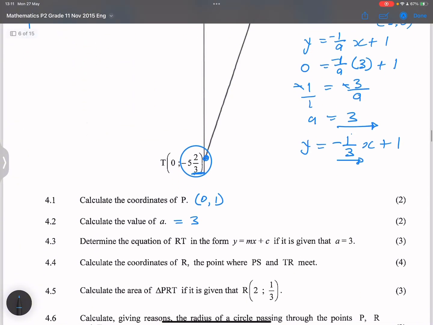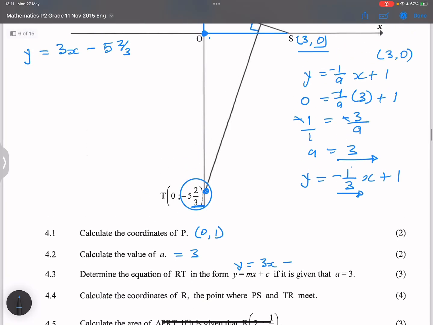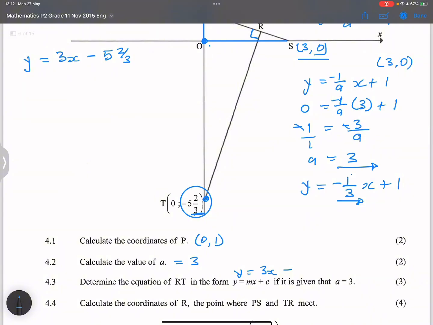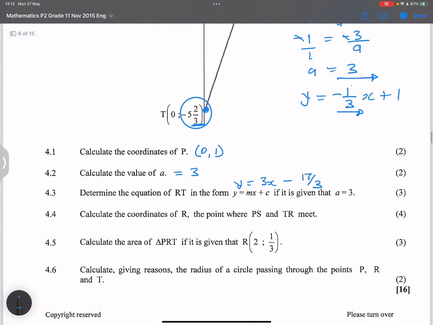So now we've got y is equal to 3x minus 5 and 2/3. Actually, let's write that. So that's 3 times 5, which is 15, plus 2. So this is going to be -17/3.